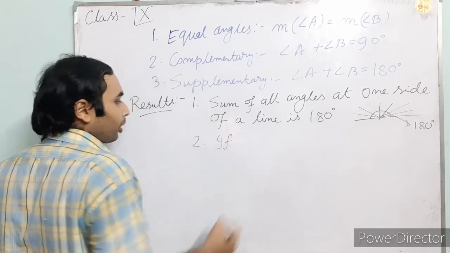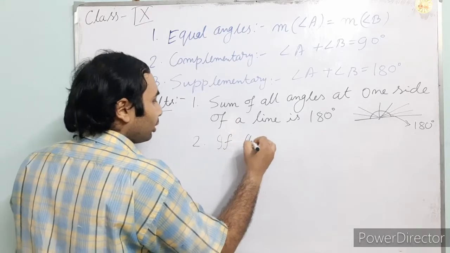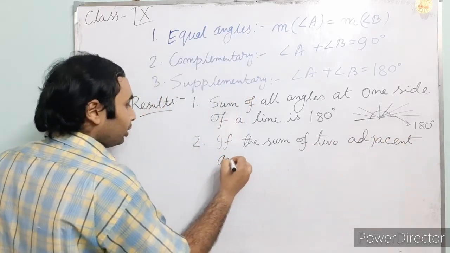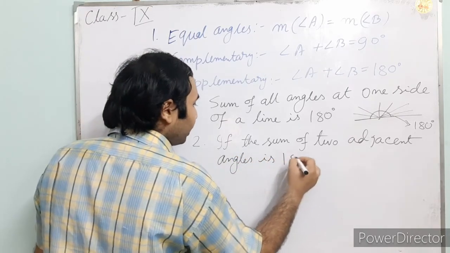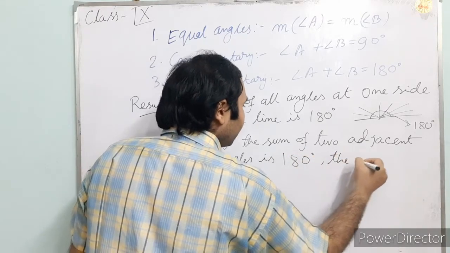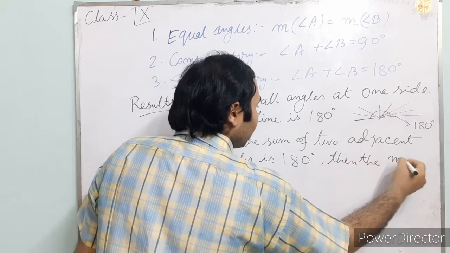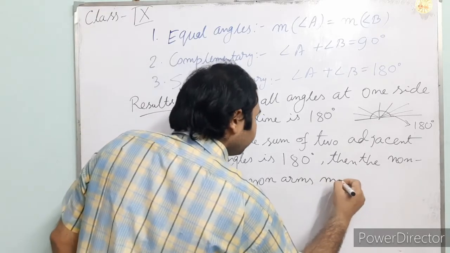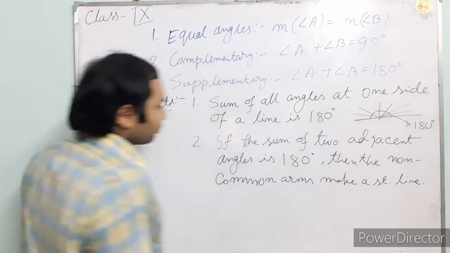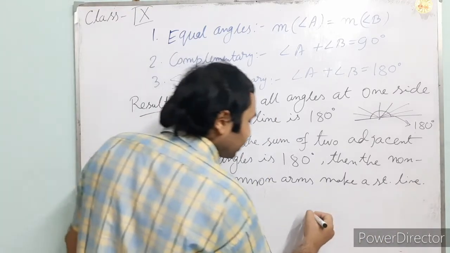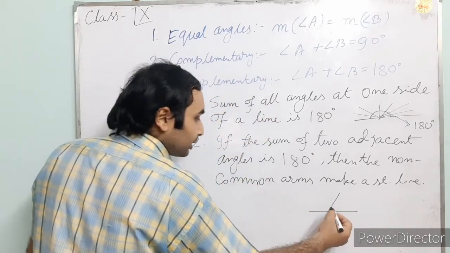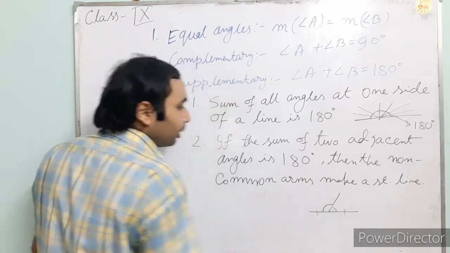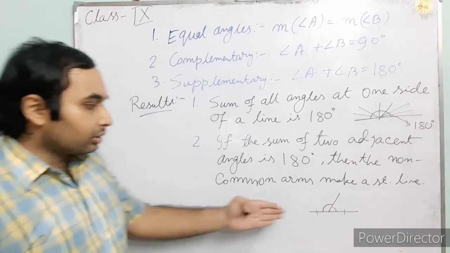Only an observation is this one. That is related with the supplementary angles only. If the sum of two adjacent angles is 180 degrees, then the non-common arms make a straight line. Obvious property actually. Those two angles are the linear pair, that means the supplementary angles. Now, the non-common arms, this arm and this arm. So just see, this is one straight line. That is the observation only.